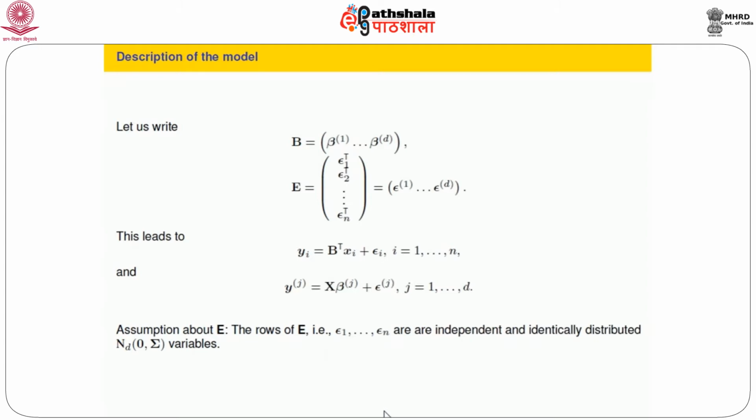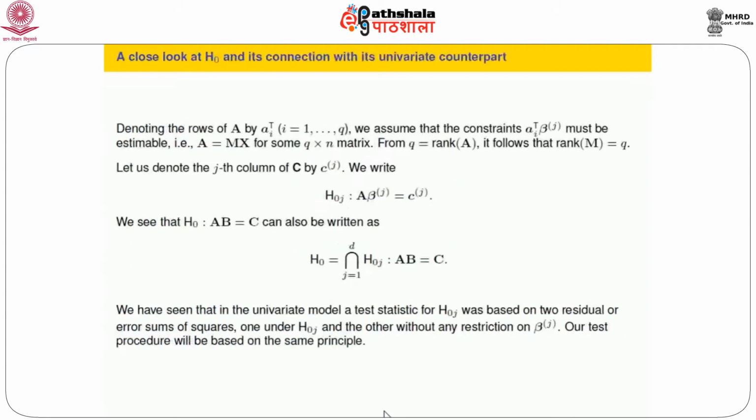Alright, so this is it. And we denote the rows of the capital A matrix by a_i transpose. And we assume that the constraints a_i transpose beta_j must be estimable, the assumption that we were talking about. Otherwise, if it is not estimable, we cannot even go for a testing problem. In other words, following the univariate scenario, essentially the same kind of arguments will imply that A = MX for some q cross n matrix M. And from q = rank A, it follows that rank of M is equal to q. One can prove it.